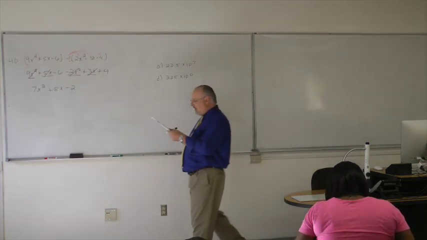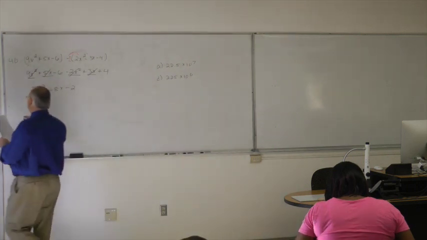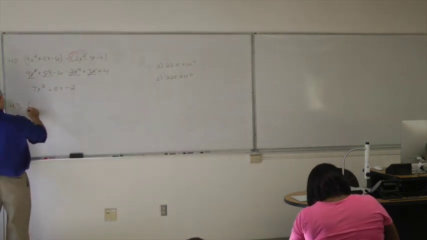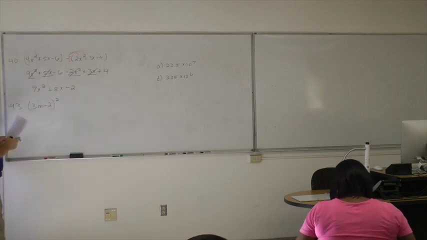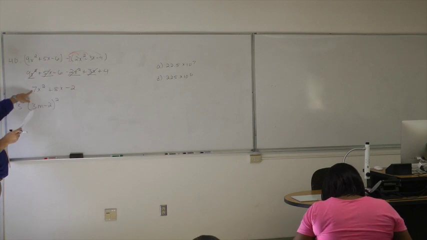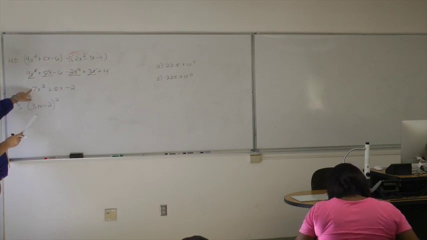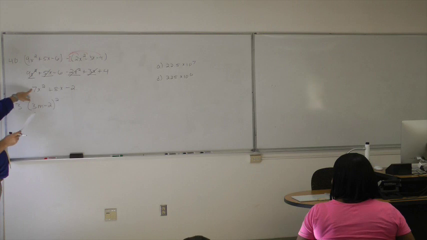All right, one thing to be careful of, say 43, squaring a binomial. Wait, you said the answer is B? B as in boy. I think it's D. For number 40, 49, right? No, 49. 40. This is 40. I was looking at the wrong one.